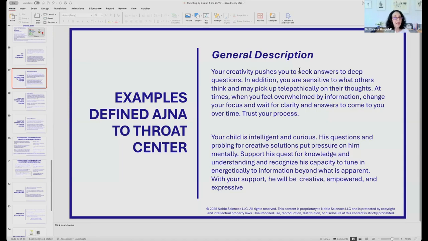If you support that in a child whose ajna is defined to the throat, you'll raise a child who's creative, empowered, expressive, and most importantly, thinks outside the box.